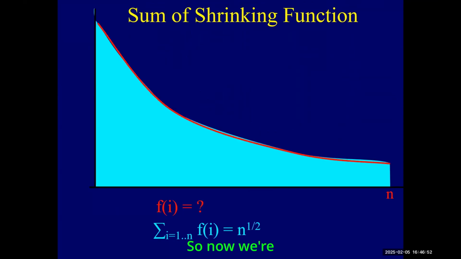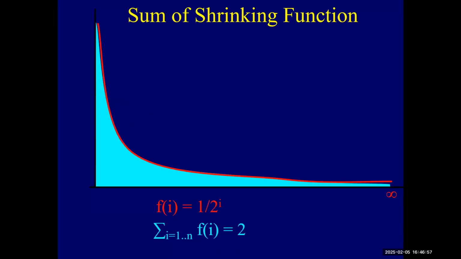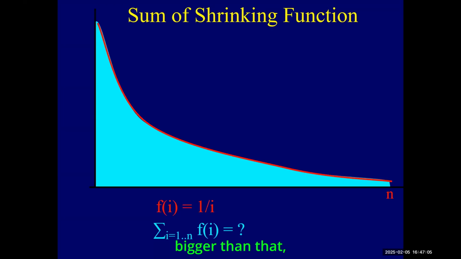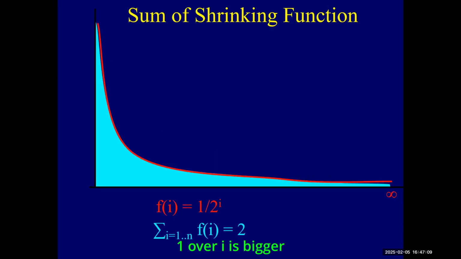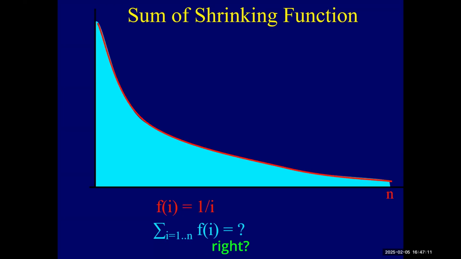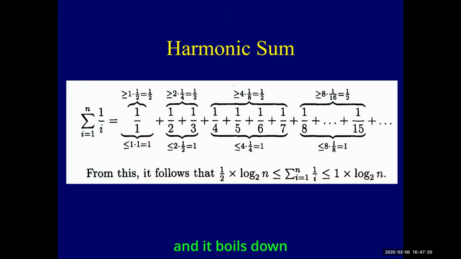So now we're summing square root. What does it come up to? Now this guy is shrinking, so this adds up to 2. And now 1 over i is bigger than this exponential. So what does it go to? And if you've taken calculus, you might know the integral of 1 over i. It boils down to log n.